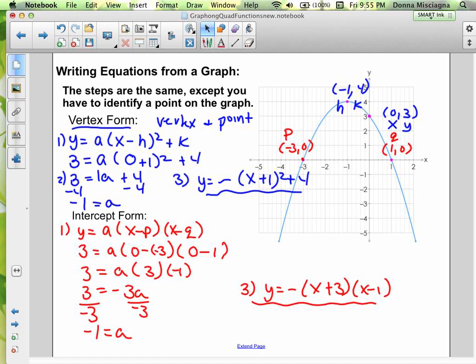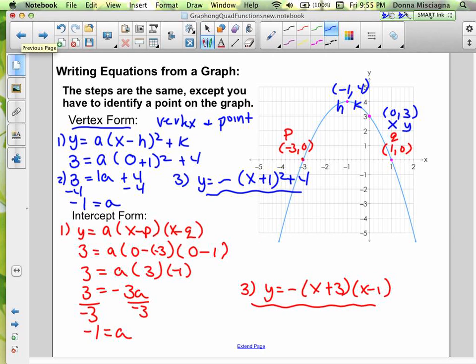All right, and so now we're going to go from vertex form to standard form. I keep saying the wrong ones. If we want to go from vertex form to standard form, the very first thing we're going to have to do is expand that square. So we have y equals, we're not going to do anything with the negative, so that's going to be x plus 1 times x plus 1, and then plus 4.